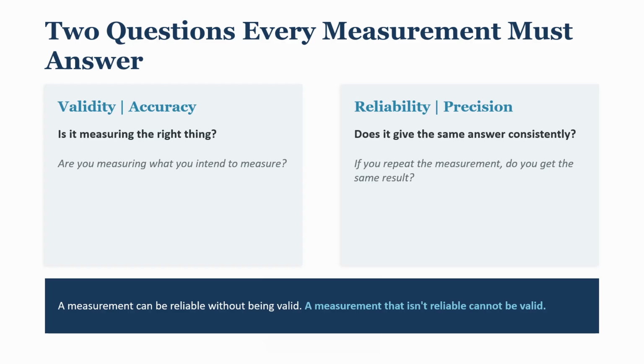Here's the critical relationship between the two. A measurement can be reliable without being valid. Your thermometer might give you the exact same reading every time, but if it's been miscalibrated, it might consistently read 1 degree Celsius high. Highly reproducible, systematically wrong. That's reliable, but not valid. But the reverse is not true. A measurement that isn't reliable cannot be valid, because if your results are all over the place, they can't all be accurate. Some of them must be wrong by definition.